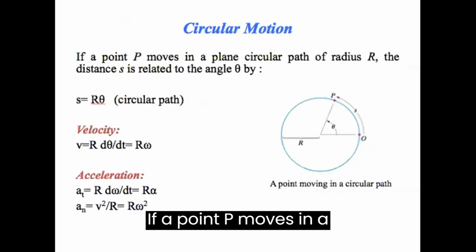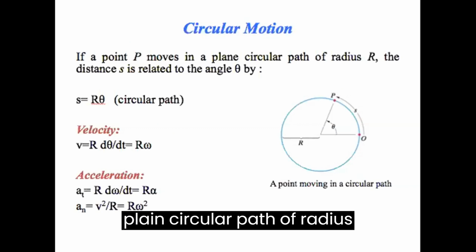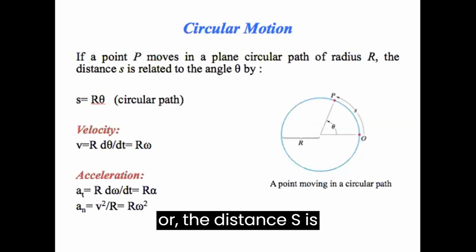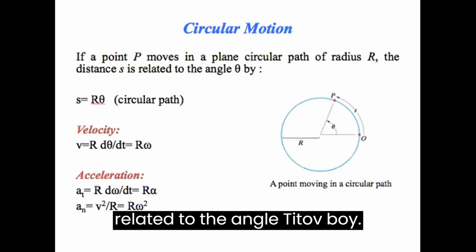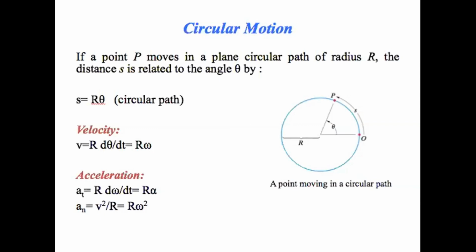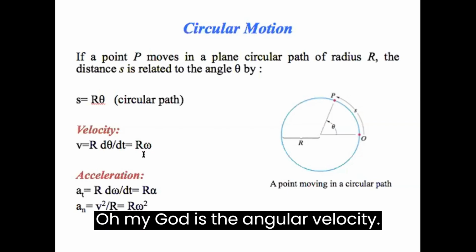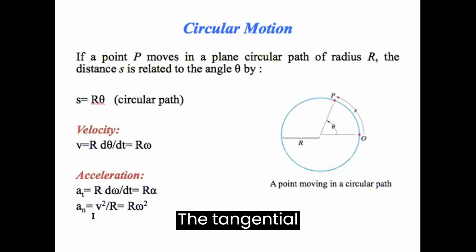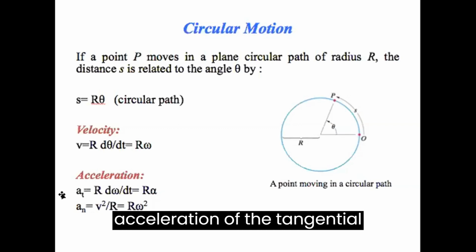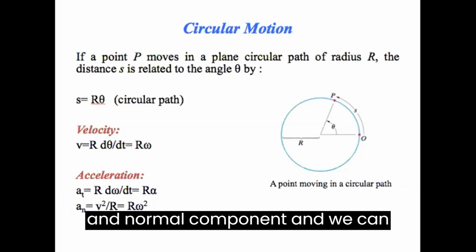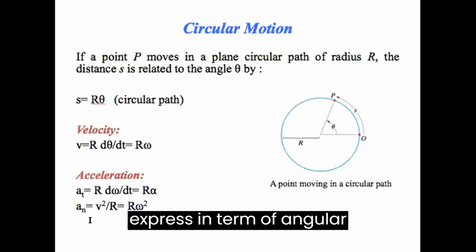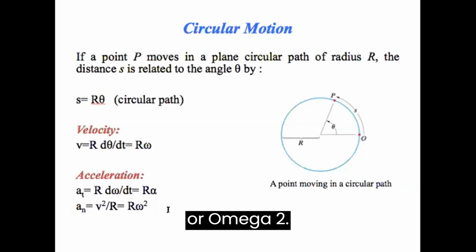If a point P moves in a plane circular path of radius r, the distance s is related to the angle theta by s equals r theta. Velocity equals r omega, where omega is the angular velocity. The acceleration has a tangential and normal component, and we can express them in terms of angular acceleration: AT equals r alpha and AN equals r omega squared.